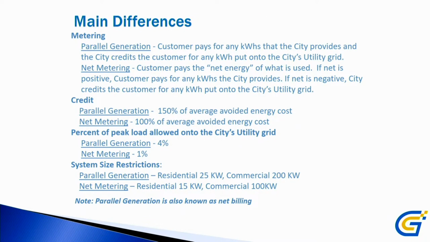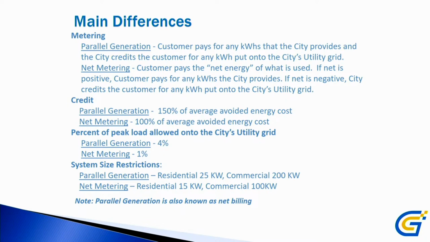So what is the main difference between parallel generation and net metering? On parallel generation, the customer pays for any kilowatts the city provides, and the city credits the customer for any kilowatt hours put into the city's electric grid. Net metering, the customer pays the net energy of what is used. If the net is positive, the customer pays for any energy the city provides, and if it's negative, the city compensates the customer for any energy they actually generate and put into the grid.